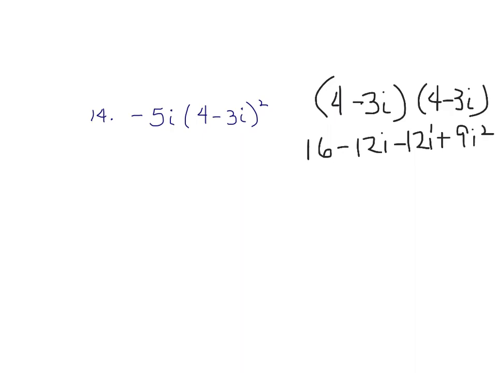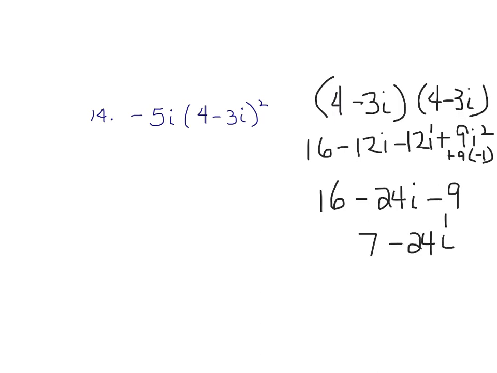I'm going to simplify everything down. This turns into 9 times negative 1. So 16 minus 24i minus 9. Simplify the 16 minus 9, and now I have 7 minus 24i. I now need to put it into the parentheses and distribute. So I cannot distribute first. I need to do the exponent first and FOIL it.